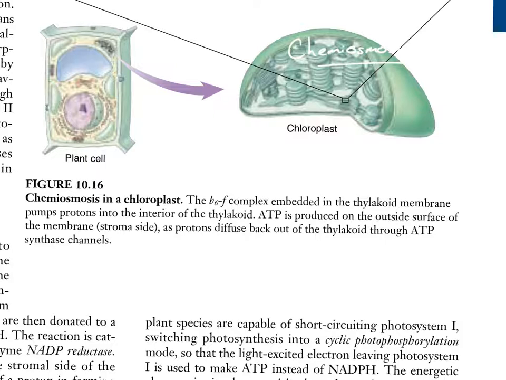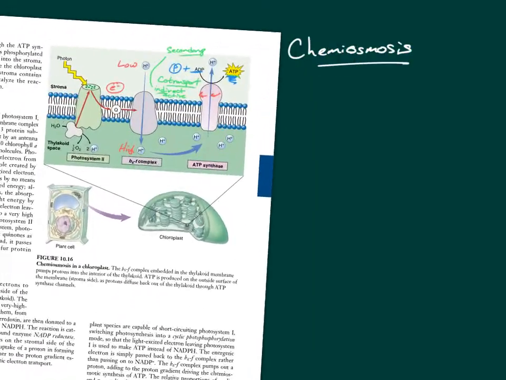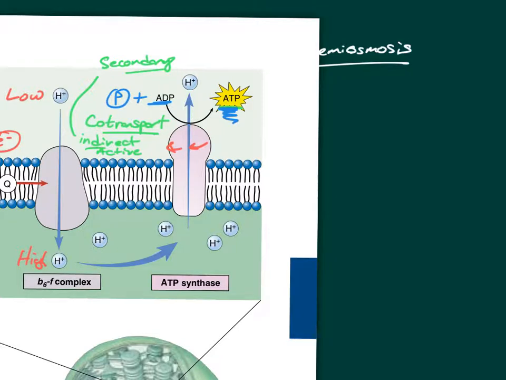Here it is, defined for you in writing. Chemiosmosis in a chloroplast: a complex embedded in the thylakoid membrane pumps protons to the interior of the thylakoid, and ATP is produced on the outside surface of the protein, the stroma side. The protons diffuse back out of the thylakoid space through ATP synthase channels. By the way, that's what this channel here is called: ATP synthase. It's actually an enzyme. What does that mean? What does it do? It makes ATP, synthesizes ATP.